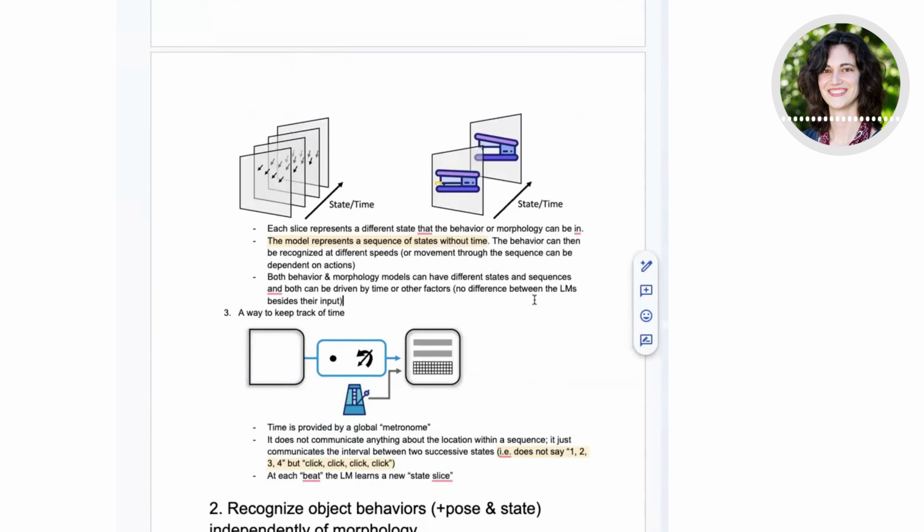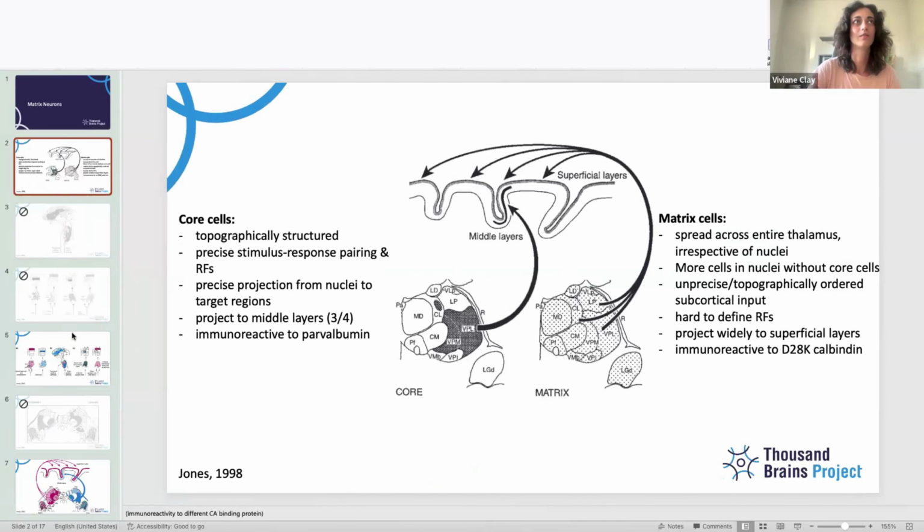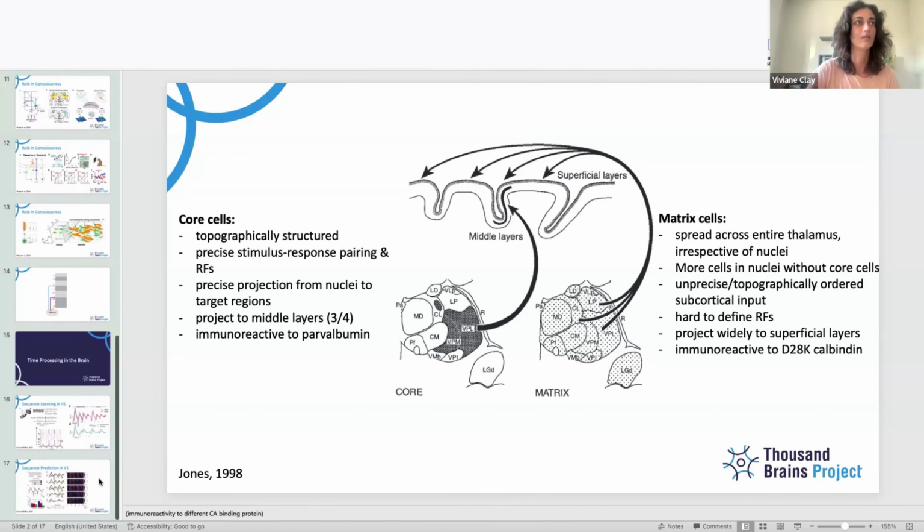So that's the main topic I would like to talk a bit more about today, because if I do have more concrete answers, then I feel like we could start doing a first prototype of modeling object behaviors. In the scope of that, I had a look into the literature on matrix neurons or matrix cells in the thalamus and their properties and what's known about them. And I started looking into time processing in the brain generally, and different mechanisms and places where that can be happening, but didn't really get to complete that part.